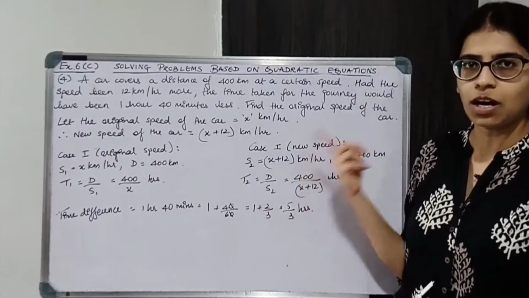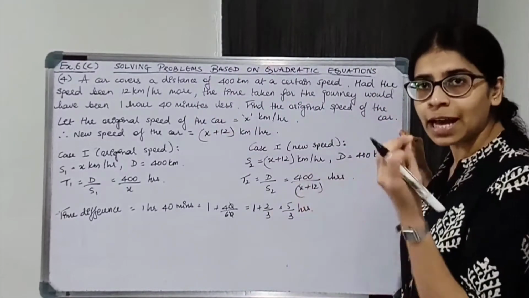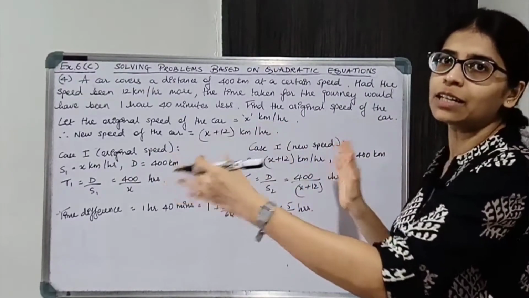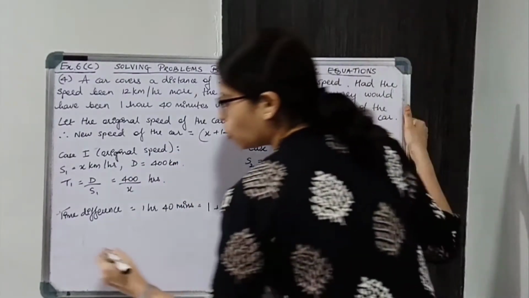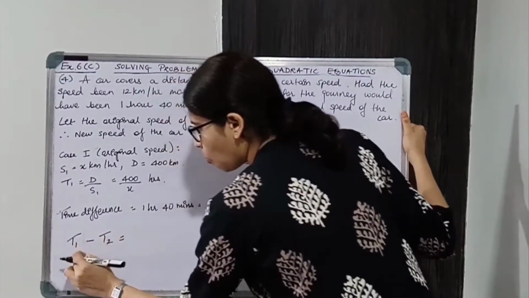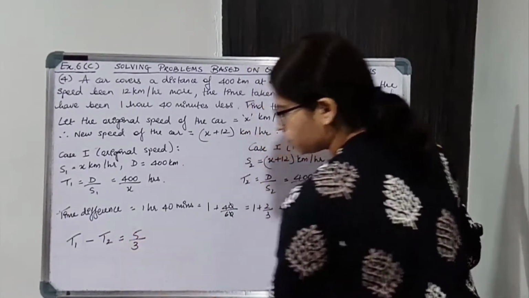We converted it to hours. Now time difference is what? The time of both the speeds. जब दोनों speed different है तो जो time लग रहा है that is the time difference. So T1 minus T2, more minus less, is equal to 5 by 3.